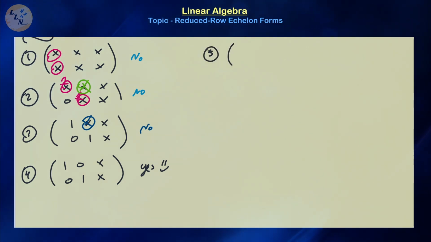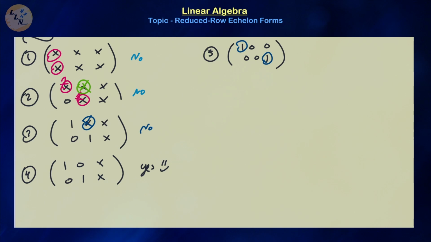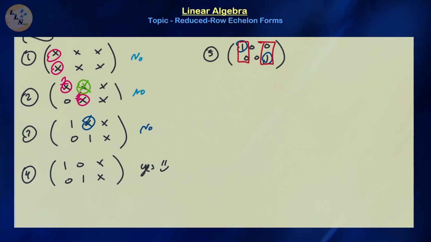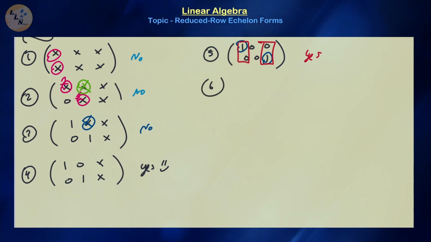5. Suppose I have 1, 0, 0, 0, 0, 1. Is this in reduced row-echelon form? The answer is yes. Notice that our leading coefficients are stacked from left to right. All of the columns that have those pivots have zeros everywhere else. And all of our zero rows are at the bottom, but of course that doesn't apply here. And it is, of course, in row-echelon form, so all is good. So that is in reduced row-echelon form.